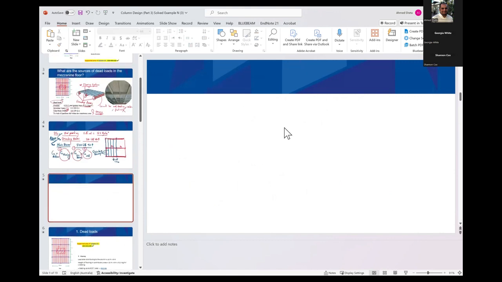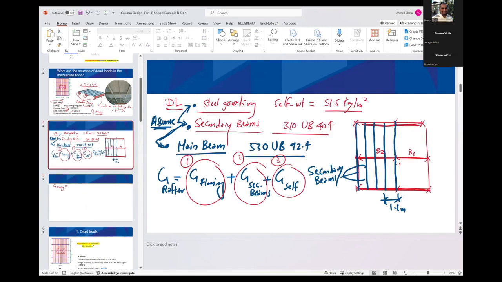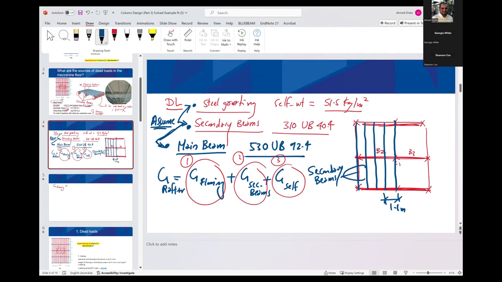So if we now want to start the calculation, how much is G flooring? How can we calculate G flooring? If you remember, what you need to know for G flooring. So if we look back again to our frame, we need to know the load width of this beam.